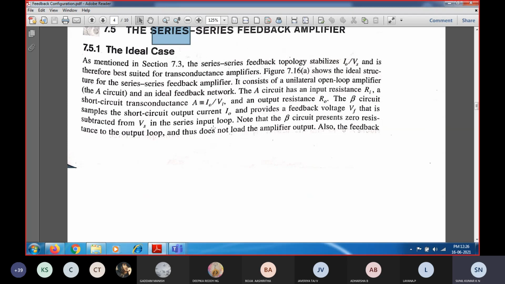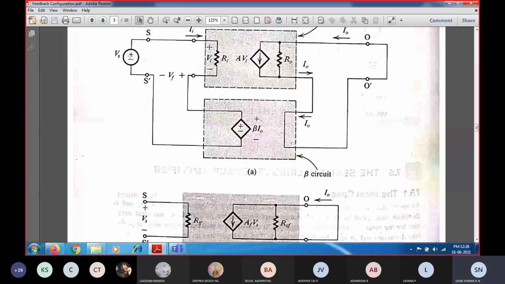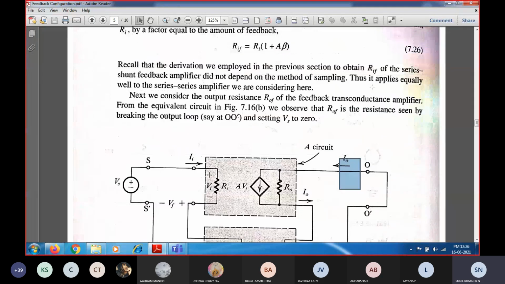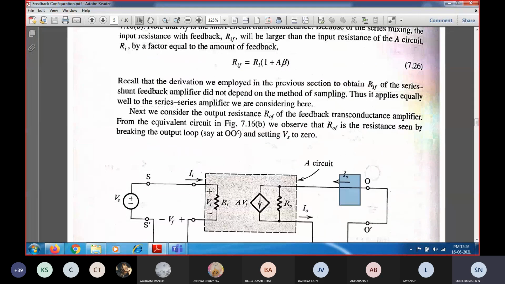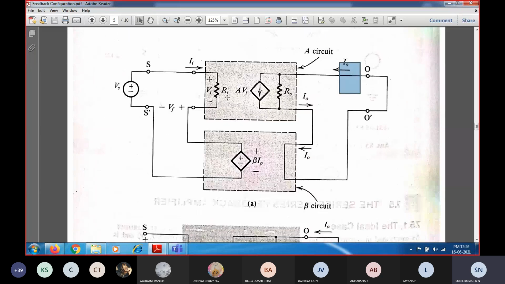So this type of amplifier is called a transconductance amplifier. So transconductance amplifier we are going to write. So you can see voltage across the input side and current at the output side. So in this you are going to see what the feedback is. So it is the ideal structure of the series-series configuration.